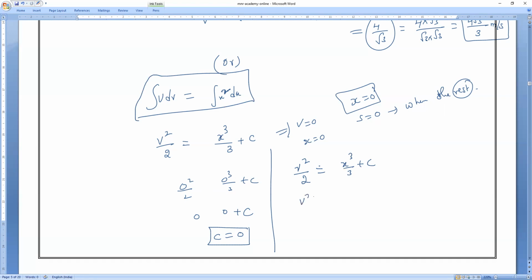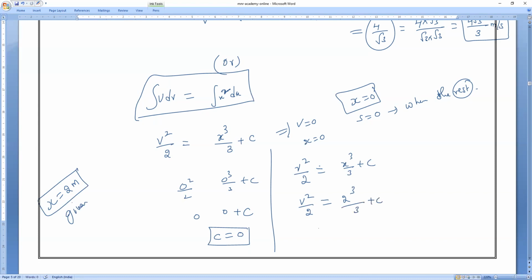So we all know v square by 2 is equal to x value how much? In the question you see x is equal to 2. It is given. So v square by 2 is equal to, be very careful, 2 cube by 3 plus C.